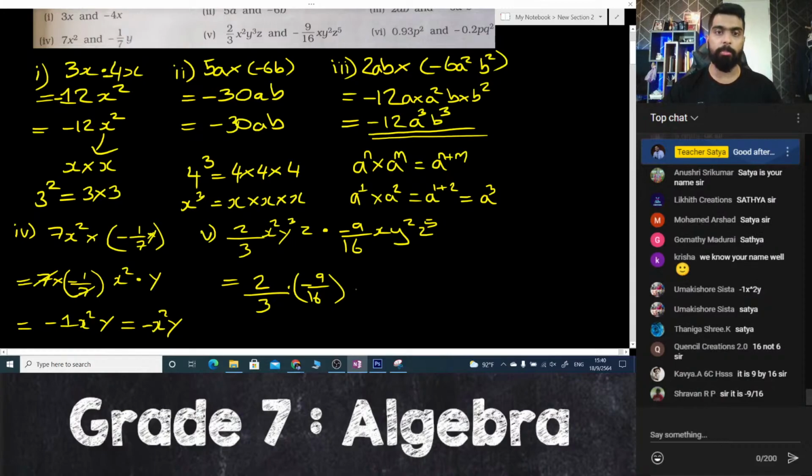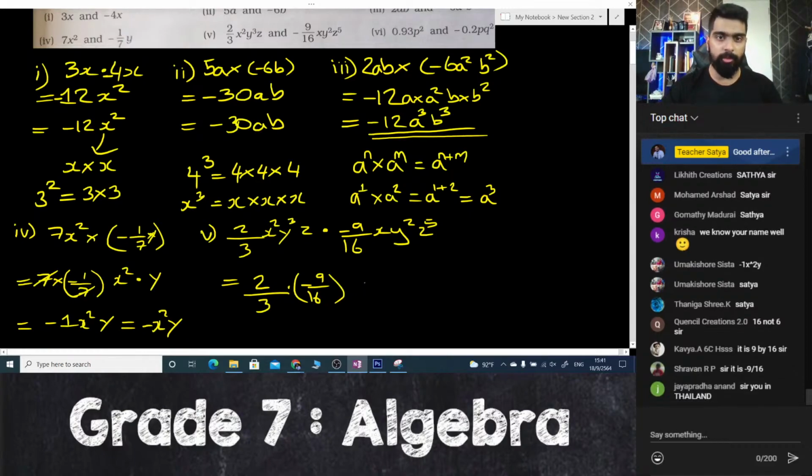And now we are going to multiply the variables. Thank you, guys, for noting that out. What do we have, guys? We have x square multiplied with x, and then we have y cube multiplied with y cube multiplied with y square, and then multiplied with z multiplied with z to the power of 5.